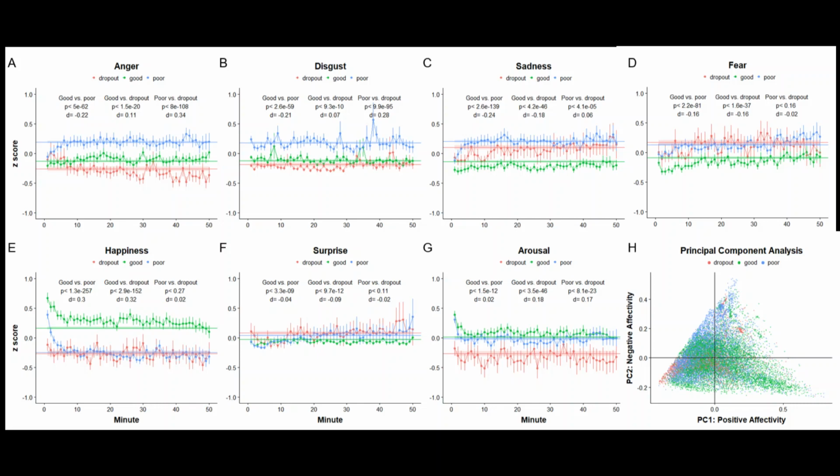Interestingly, those who dropped out from psychotherapy showed less of both negative and positive emotions, an overall reduction in emotional arousal. One explanation could be that these individuals were less able or less willing to express their emotions in this setting, finally leading to a dropout from treatment.